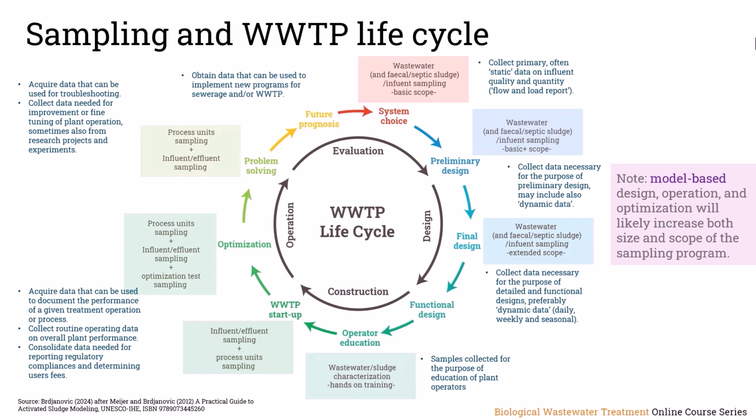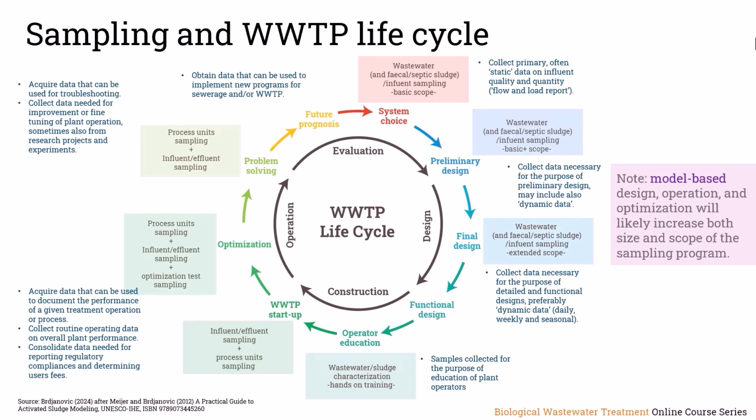At this stage, we are acquiring data that can be used to document plant performance at a given treatment operation or process. We are also collecting routine operating data for overall plant performance, and we also need data for consolidated reports, regulatory compliance, and determining user fees. Once the plant is fully operational, often we are going to optimize the operation of such plants. In this case, we cover by sampling usually process units, influent and effluent, and all kinds of information we want to collect which are related to the optimization.